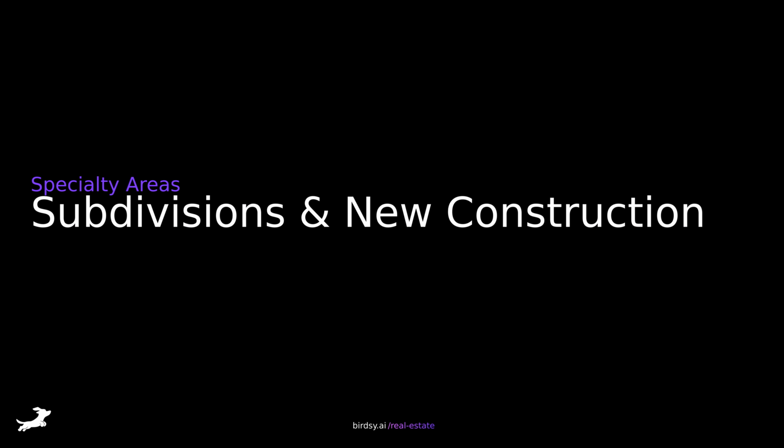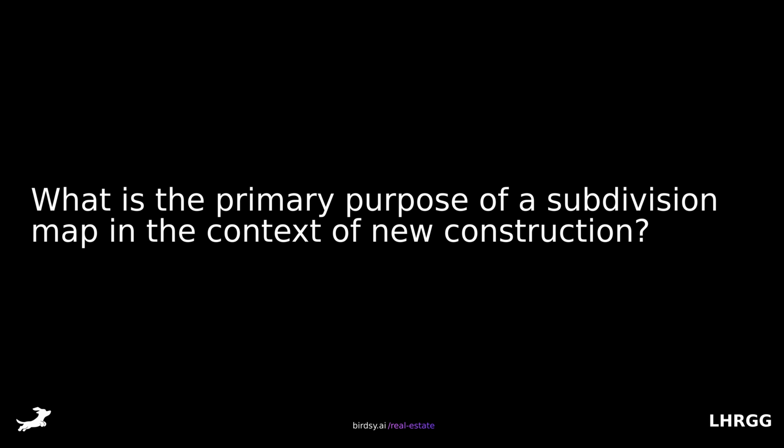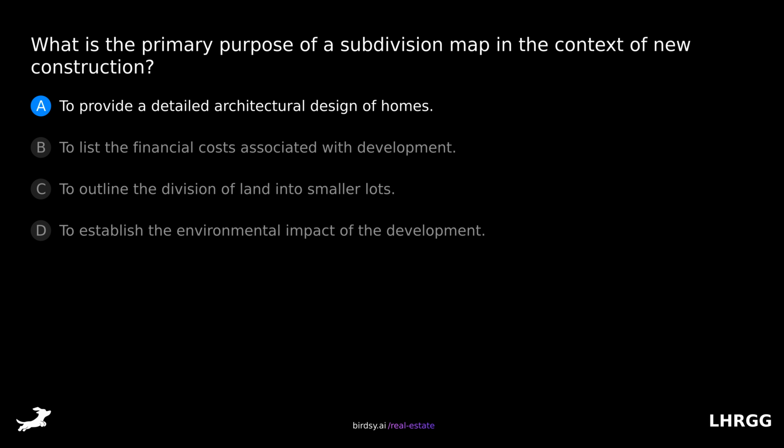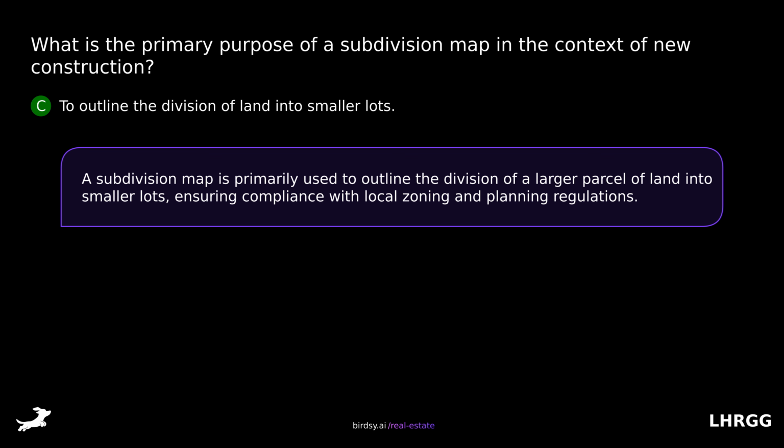Subdivisions and new construction. What is the primary purpose of a subdivision map in the context of new construction? Is it A, to provide a detailed architectural design of homes, B, to list the financial costs associated with development, C, to outline the division of land into smaller lots, or D, to establish the environmental impact of the development? The answer is C, to outline the division of land into smaller lots. A subdivision map is primarily used to outline the division of a larger parcel of land into smaller lots, ensuring compliance with local zoning and planning regulations.